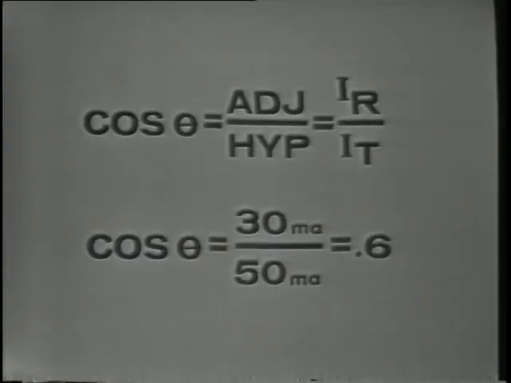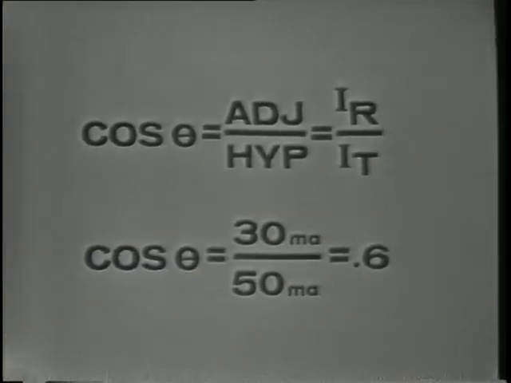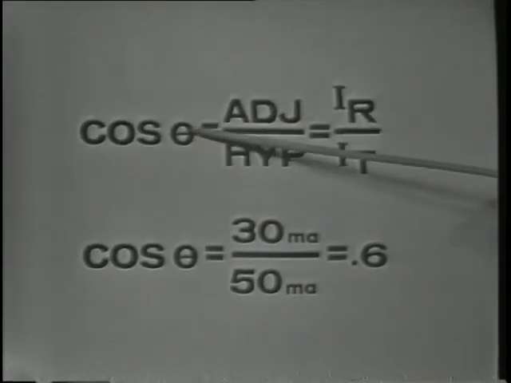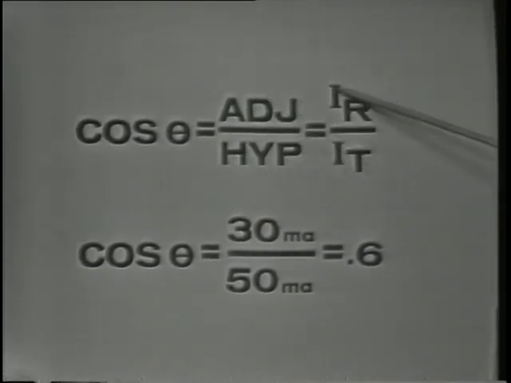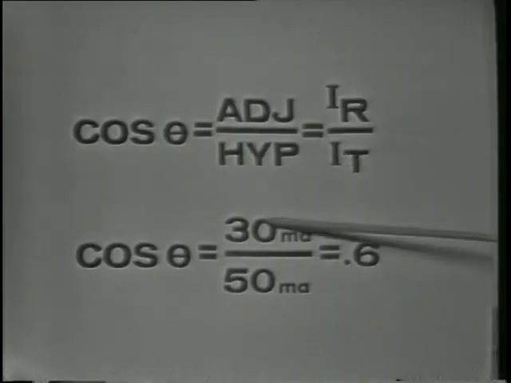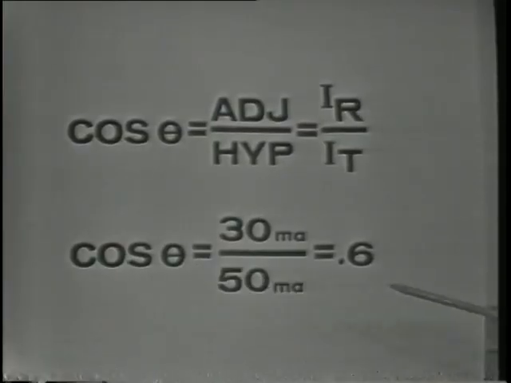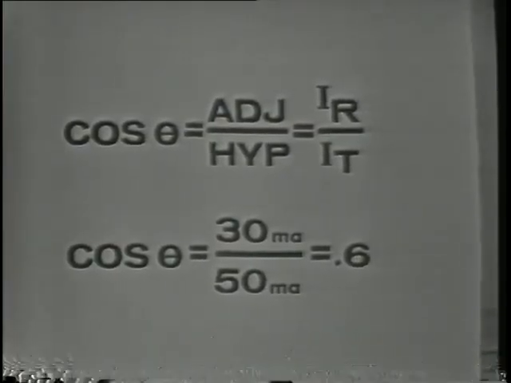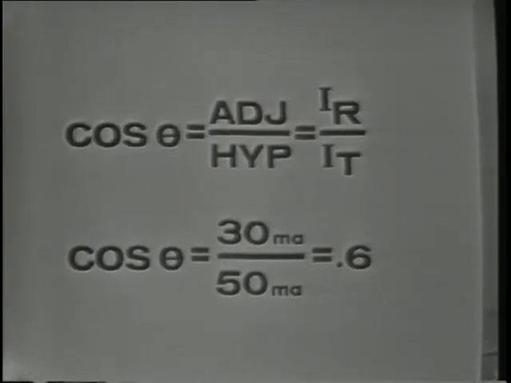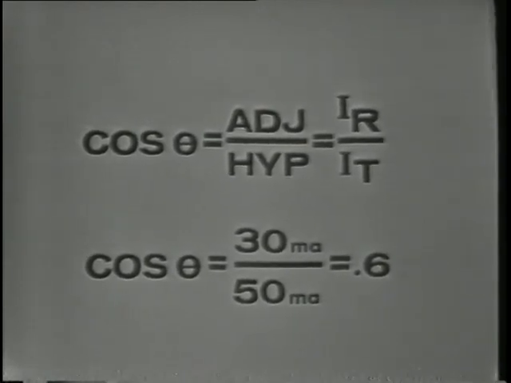For example, if we wish to use the cosine to find angle theta in this circuit, the formula is cosine equals the adjacent over the hypotenuse, or IR over IT, which would be 30 milliamps over 50 milliamps, and the cosine of angle theta would equal 0.6. Now, the only way that the cosine 0.6 will give us angle theta is in the trig tables. And we know the approximate phase angle is 53 degrees.